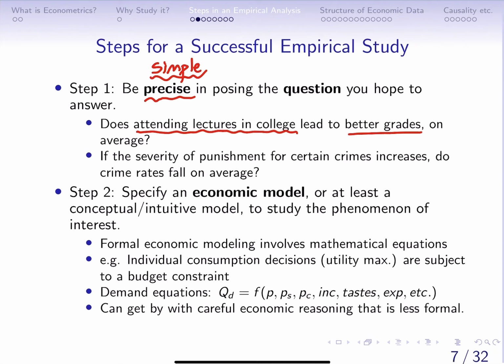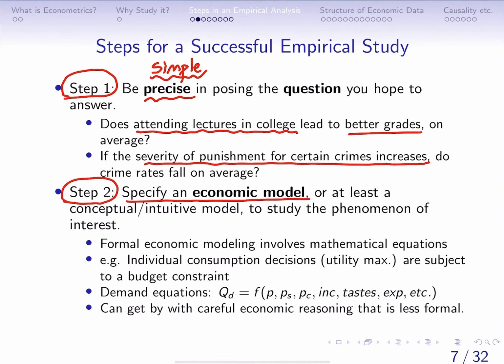There's another example here which says, if the severity of punishment for certain crimes increases, do crime rates fall on average, right? So you can again think about this econometrically. So that was step number one. Step number two requires you to specify some sort of an economic or conceptual model, which usually is very intuitive, to study the phenomenon you want to study, the relationship between two variables.